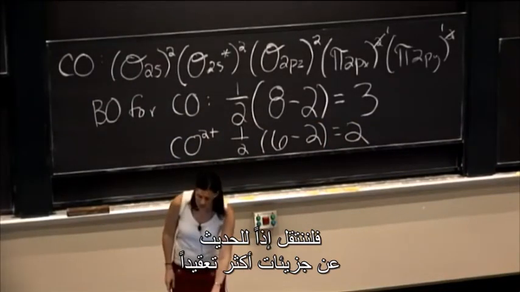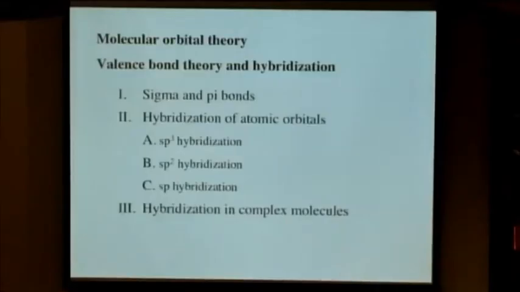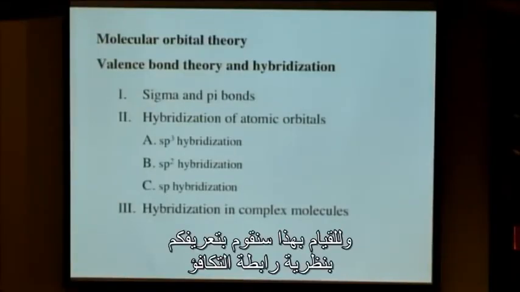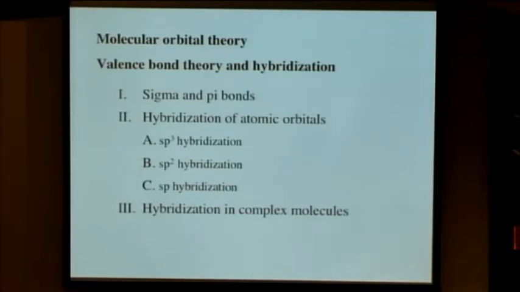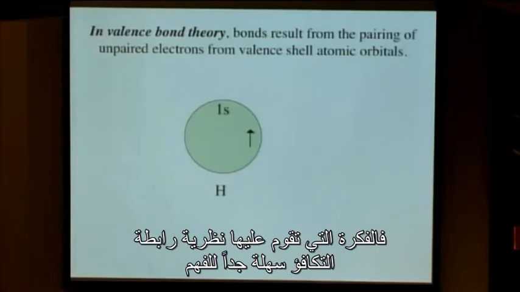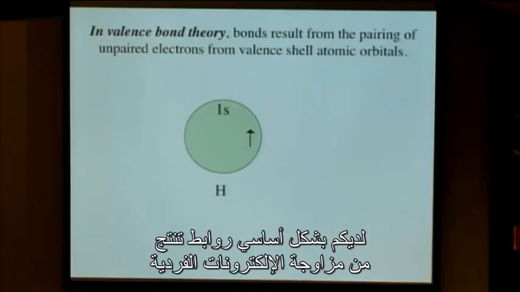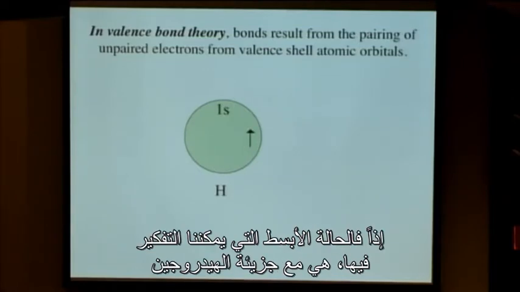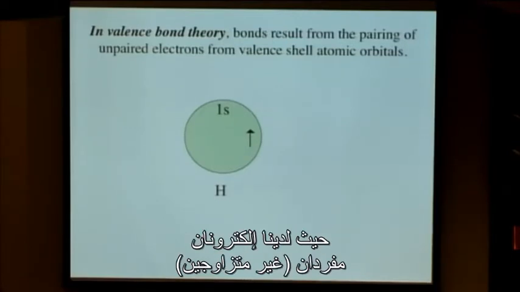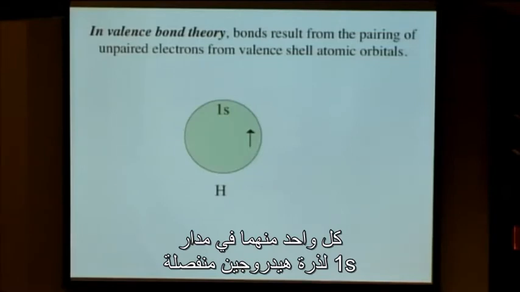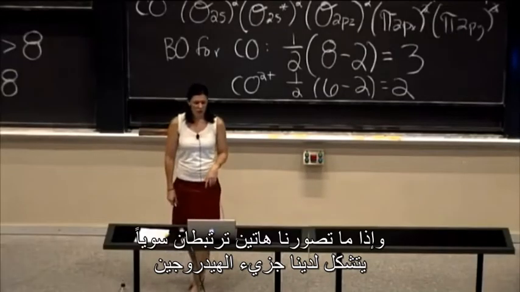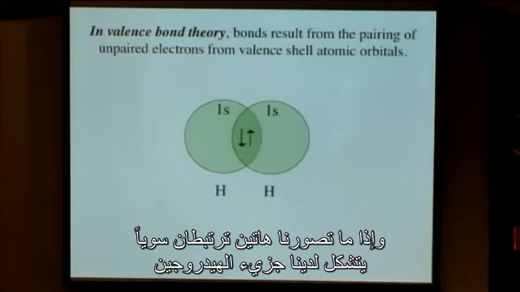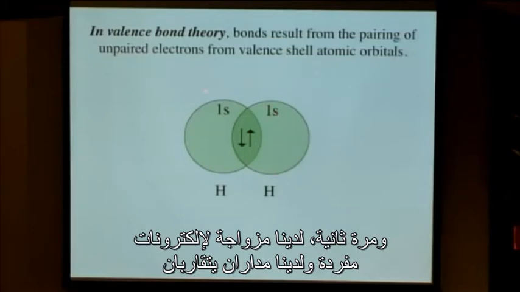So let's move on to talking about more complex molecules. To do this, we're going to introduce valence bond theory and the idea of hybridization of orbitals. The idea behind valence bond theory is very easy to understand. Essentially, you have bonds resulting from the pairing of unpaired electrons. The simplest case we can think of is H2, where we have 2 unpaired electrons, each in a 1s orbital of a separate H atom. If we picture those 2 coming together, we form the H2 molecule. Again, we have the pairing of the unpaired electrons, and we have 2 orbitals coming together.